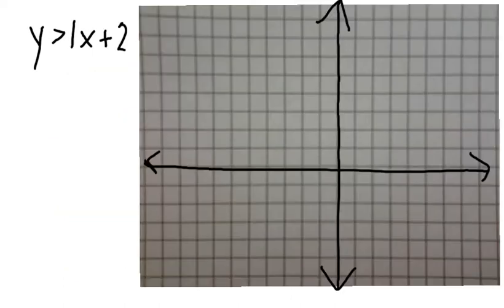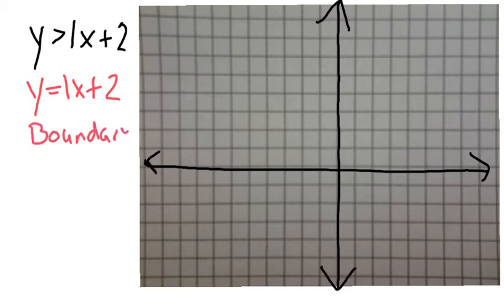When we get ready to graph an inequality, the first thing we do is think about where the line would be if that was an equal sign. So if you had to graph y equals 1x plus 2, where would that line be? And we're going to call that line the boundary line. You'll see why in a minute. We need to graph the boundary line.